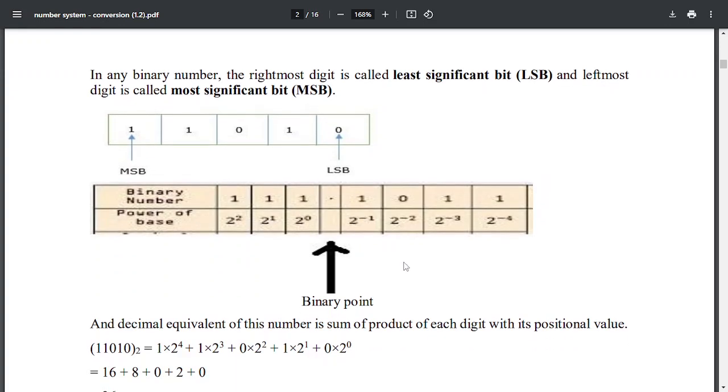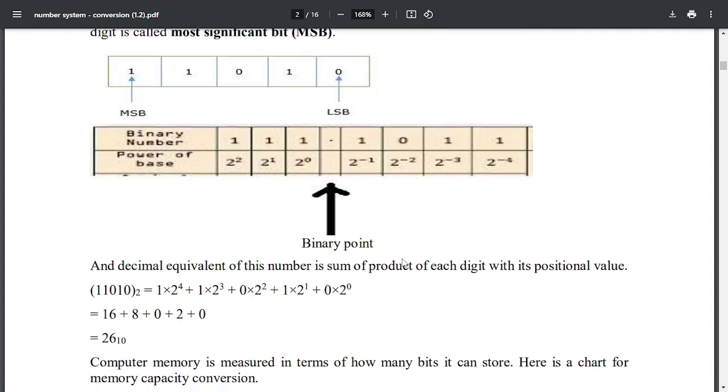Similar to the decimal number system, the binary number system also contains a point in between the numbers. The point is called the binary point here. The bits to the left of the point are represented with positive powers of 2, and the bits to the right are represented with negative powers of 2.